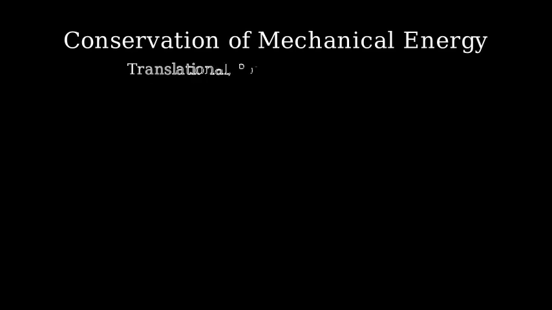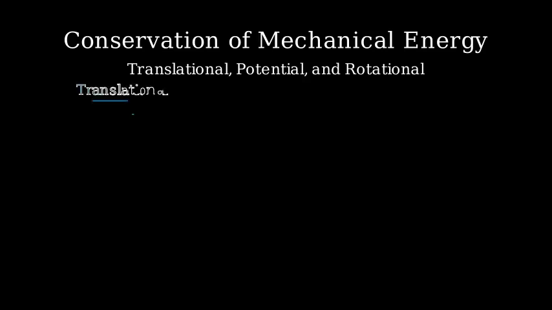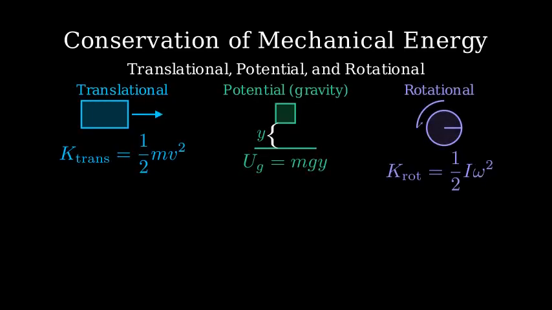We are going to build an intuitive visual understanding of conservation of mechanical energy, including translational kinetic energy, potential energy, and rotational or angular kinetic energy. Then we'll apply it to a classic example, a solid cylinder rolling without slipping down an incline, and we will find its speed at the bottom.